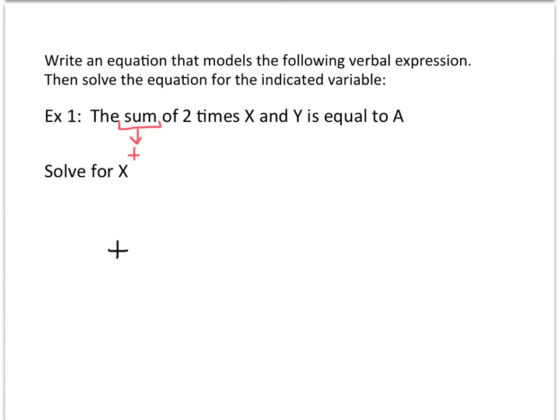Now the question is, what are the two things we're adding together? Well, here's our first thing: 2 times x, or in other words, this is literally saying the term 2x. So the first thing that's being added is this term 2x. I can write that in. And then, what's the second thing that's being added? I can see this next term here, y. So I must be adding 2x and y.